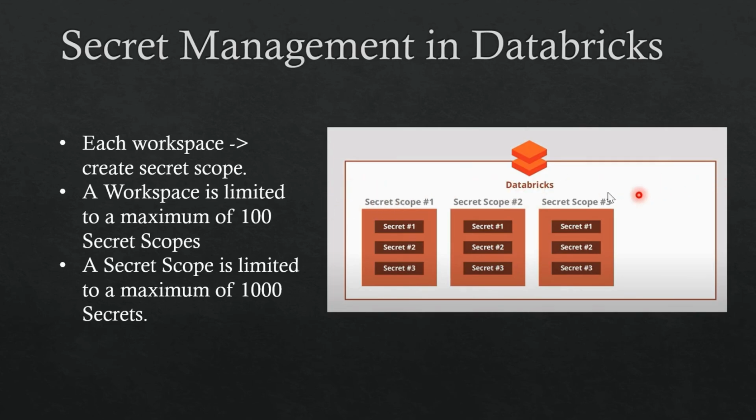So let's say there are 3 modules in which you are working in a project, and for each module you can create one secret scope inside which you can create your 1,000 secrets. In the second module you can create another secret scope and another 1,000 secrets, and so on till you reach the limit of 100 secret scopes.